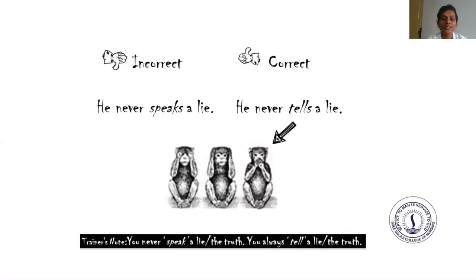He never speaks lie is incorrect. He never tells a lie is correct. You never speak a lie or you never speak the truth. You always tell a lie or you always tell the truth.